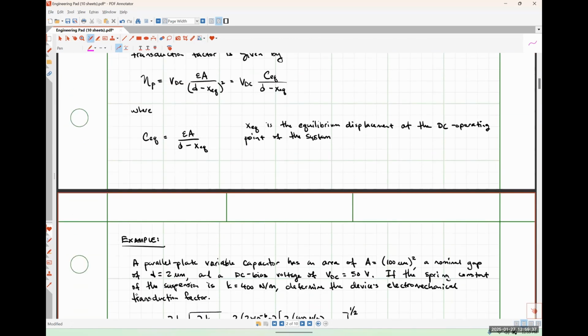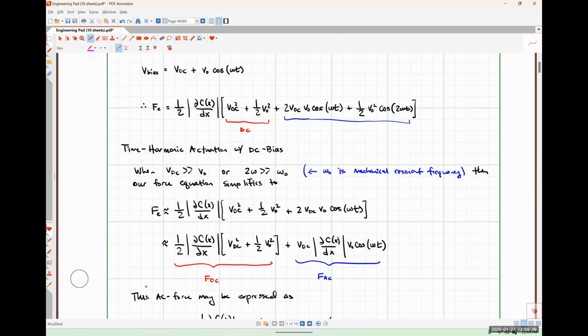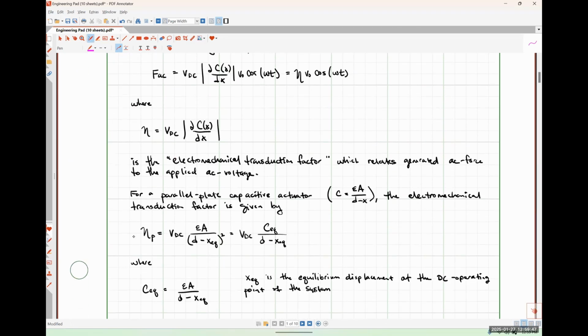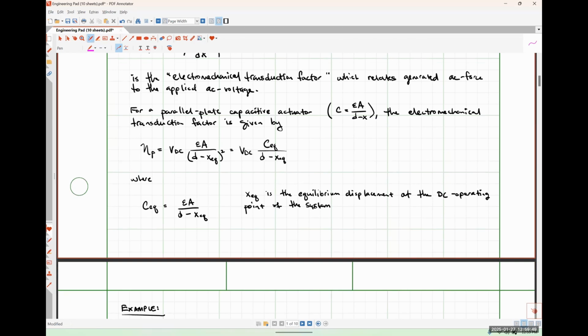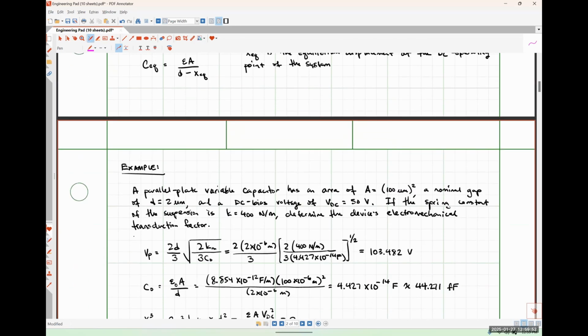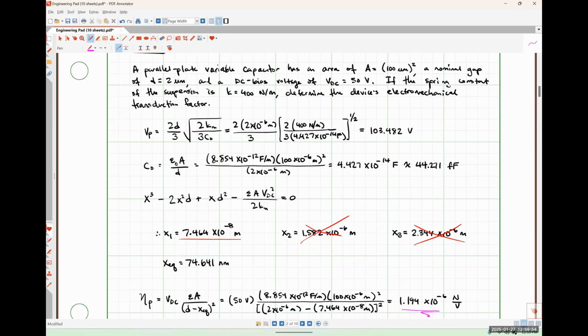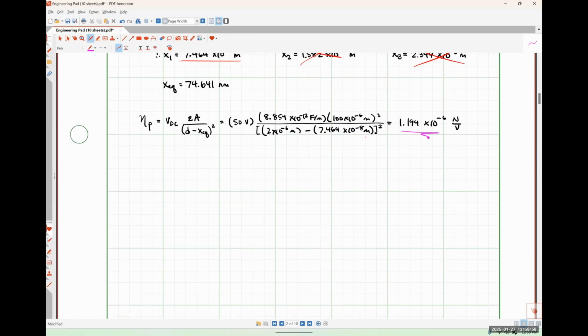And it just comes back to that whole thing where we've essentially made an assumption. VDC is much, much greater than the magnitude of our AC voltage, to where we get to throw away that 1/2 V naught squared cosine twice omega t term. So just be aware of the potential issues with using these assumptions. If those aren't all valid, this isn't going to give us a pretty accurate model of what's going on.